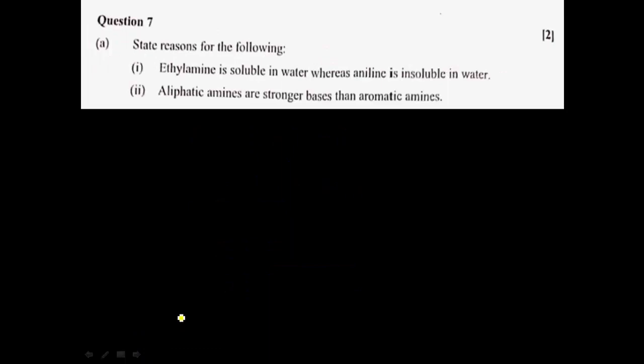So even these are theory based questions. Ethylamine is soluble in water, whereas aniline is insoluble in water. We all know that in aniline the lone pair electrons on N atom are engaged in resonance, so they are unable to form hydrogen bonding with the water molecules, due to which it is insoluble in water.